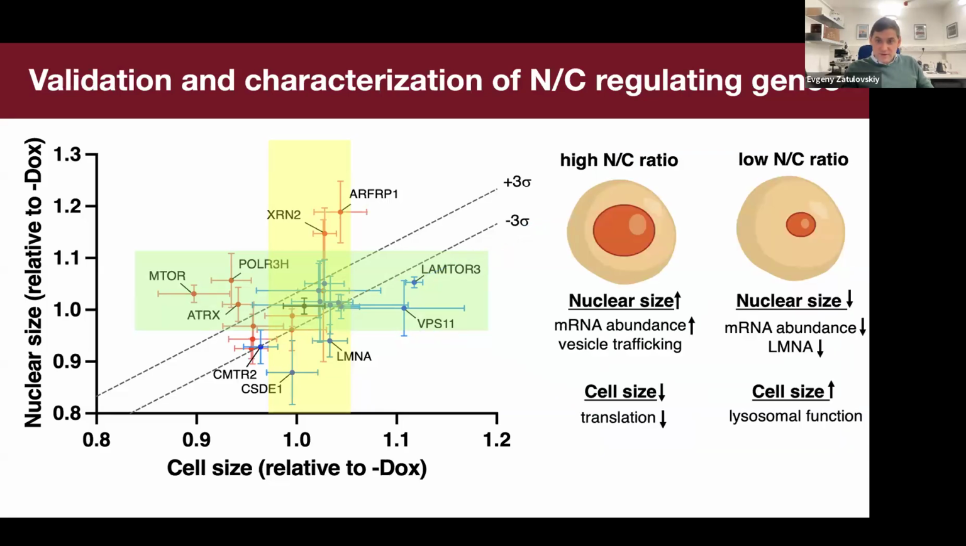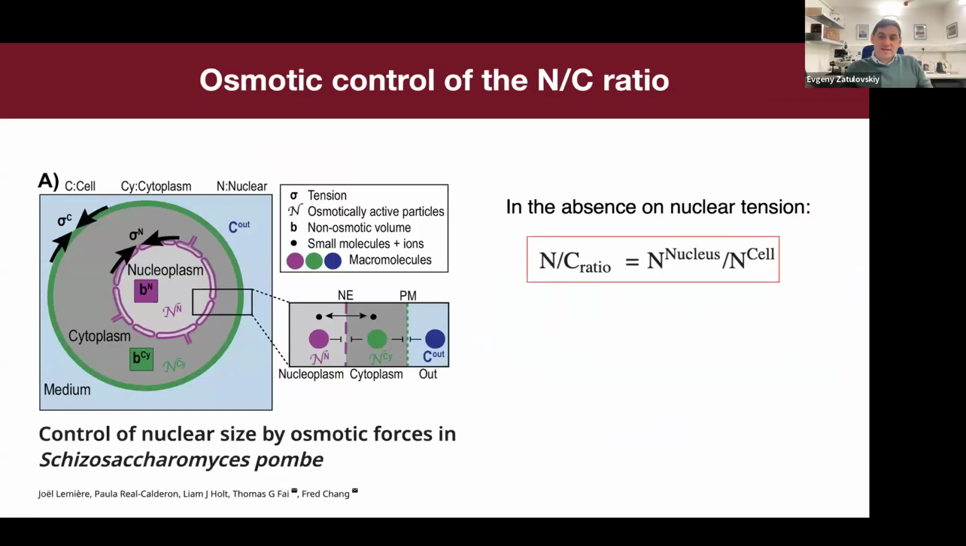And generally speaking, we see that the factors affecting mRNA abundance and stability tend to be correlated with nuclear size change. If they increase or decrease, they change the nuclear size in the same direction. And the translation-related things, mTOR and also some other factors, they tend to regulate cell size, which makes sense. And that is, I think, in good agreement with the model proposed by Fred Chang's lab that I mentioned in the beginning, where the nuclear size is set by the osmotic colloid pressure between nucleus and cytoplasm.